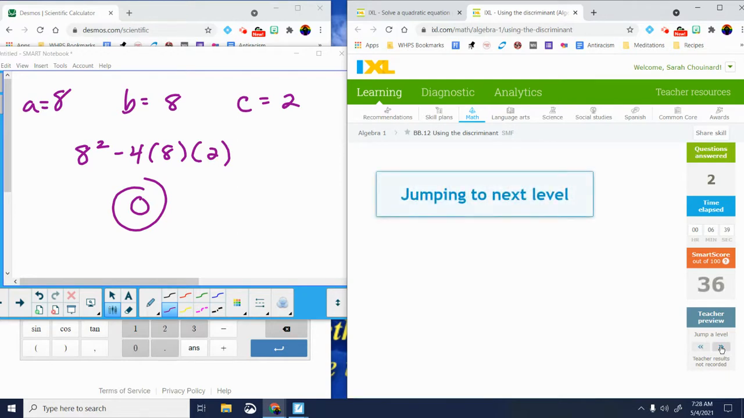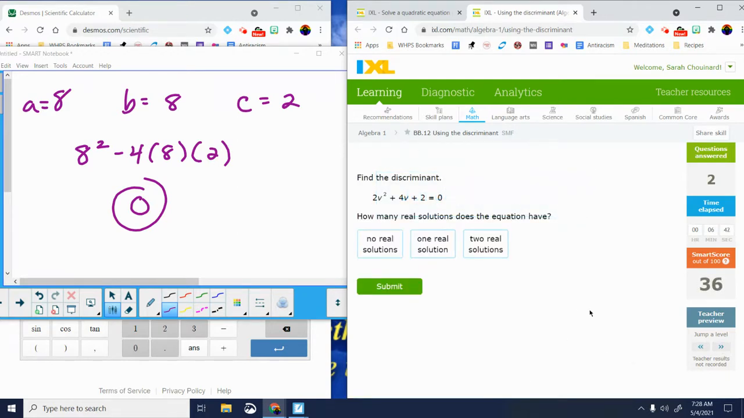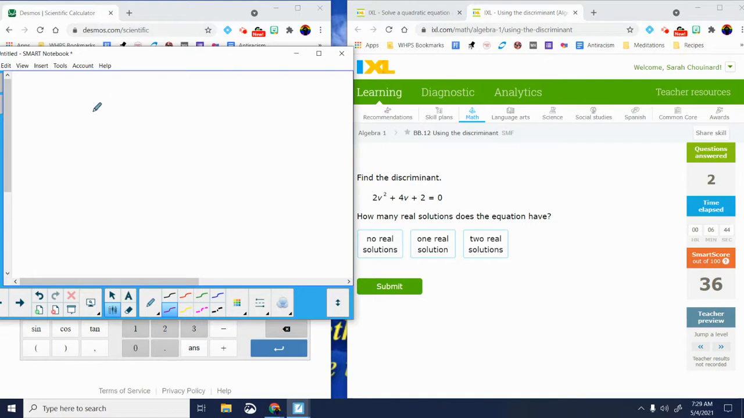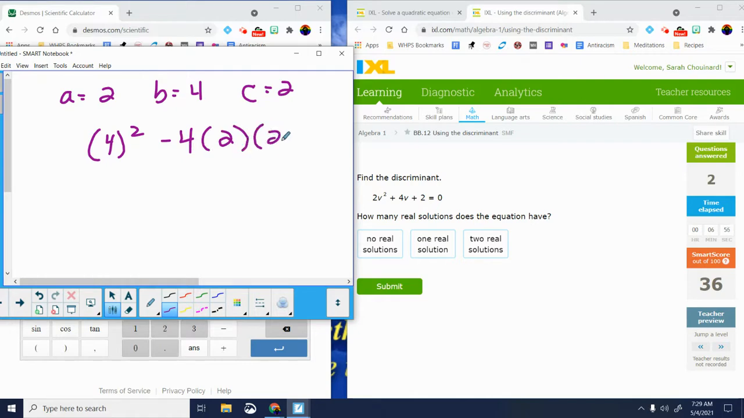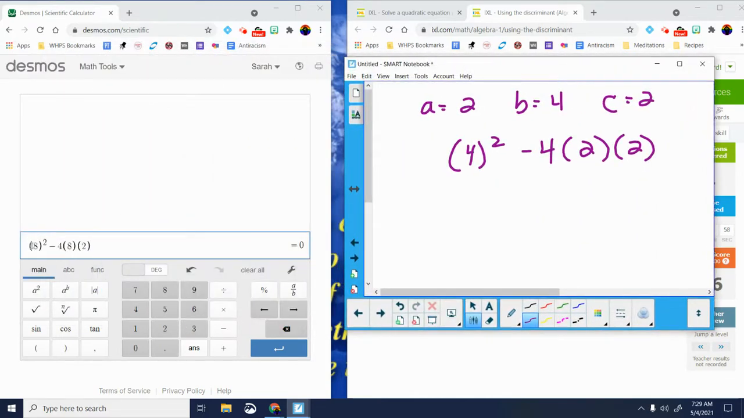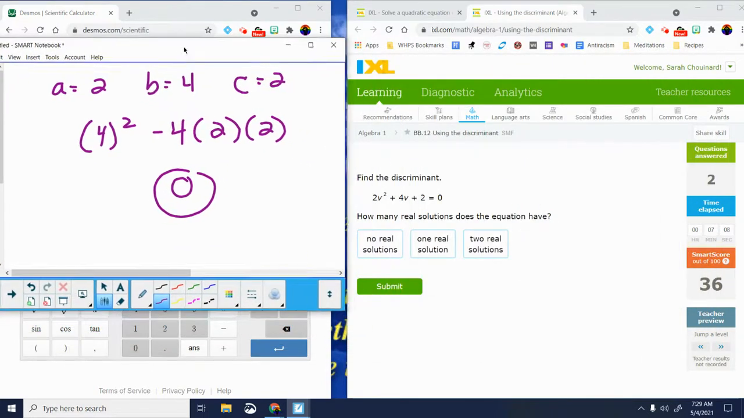Sometimes IXL will ask you how many solutions does it have. So we're still going to find the discriminant. A is 2, B is 4, C is 2. So the discriminant is B squared minus 4 times A times C. If I plug those values in, 4 squared minus 4 times 2 times 2, that gives me a discriminant value of 0. 0 as a discriminant value means one real solution.